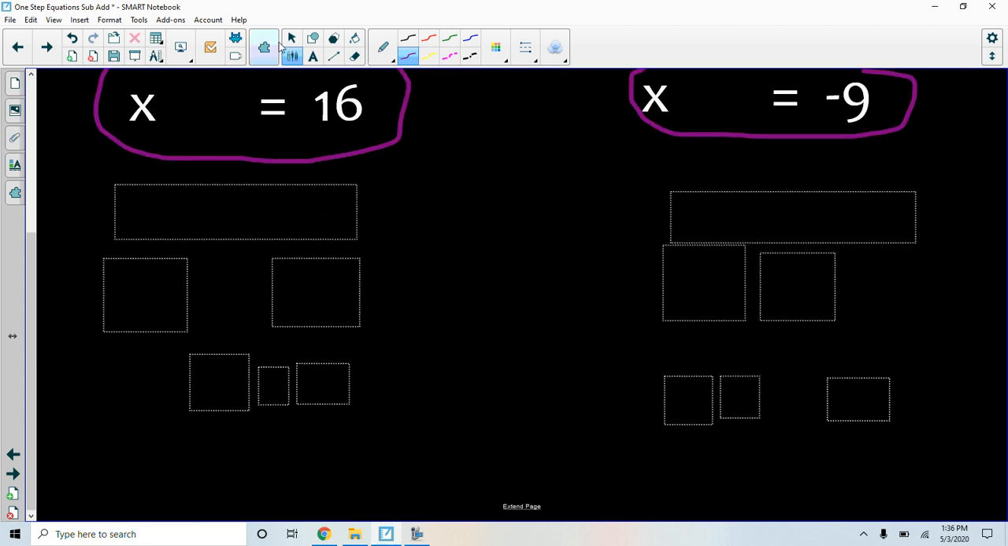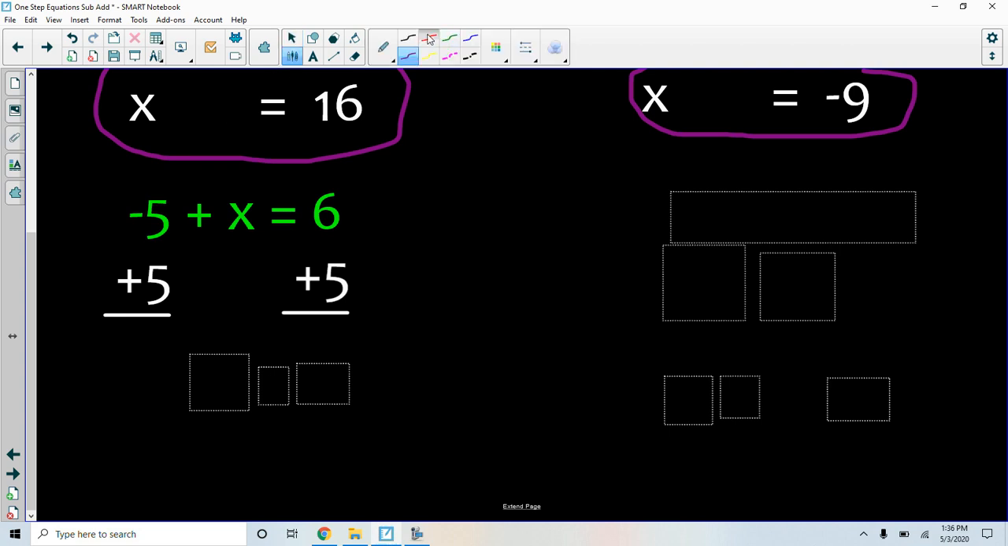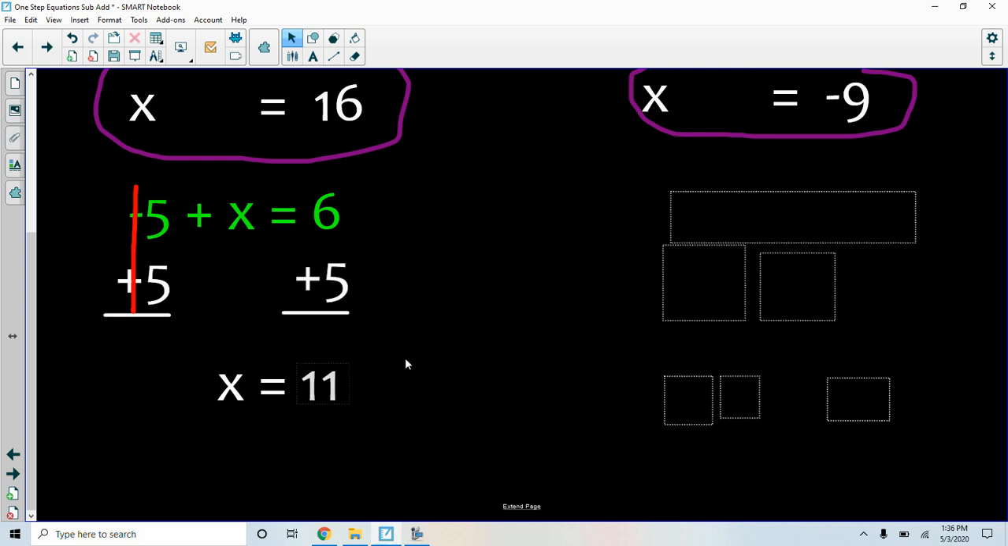We'll do a couple more. Here the x doesn't come first, but this time the 5 is negative, and to get rid of a negative, we're going to add just like we did in the other two, plus 5 on both sides. Minus 5 and plus 5 make 0, so we just have x equals 6 plus 5 is 11.